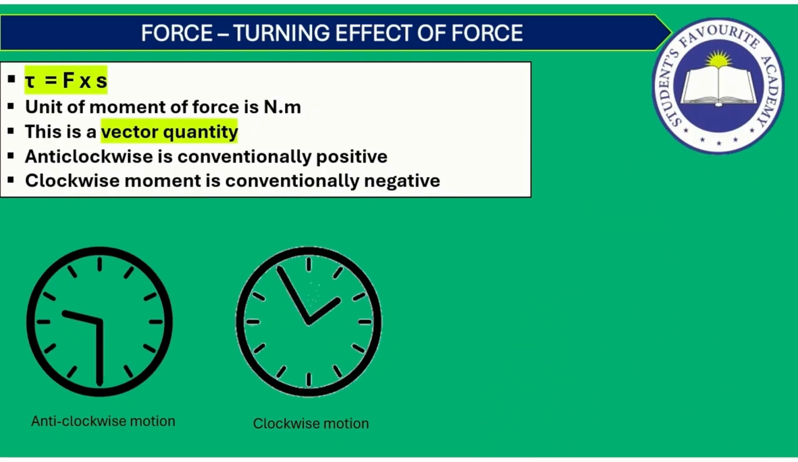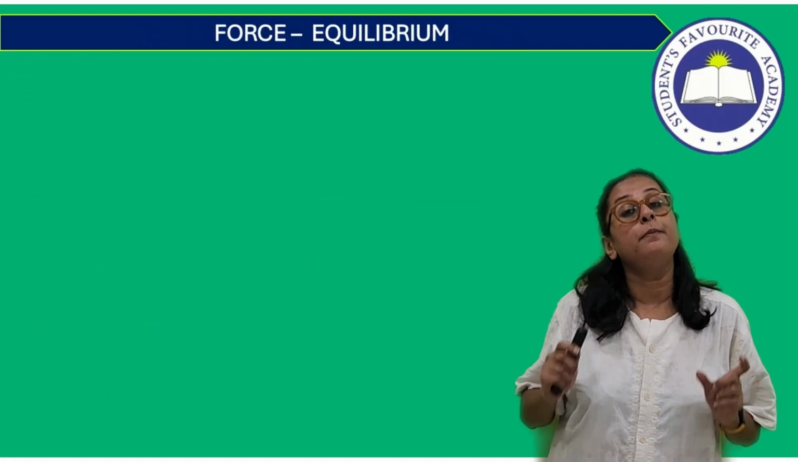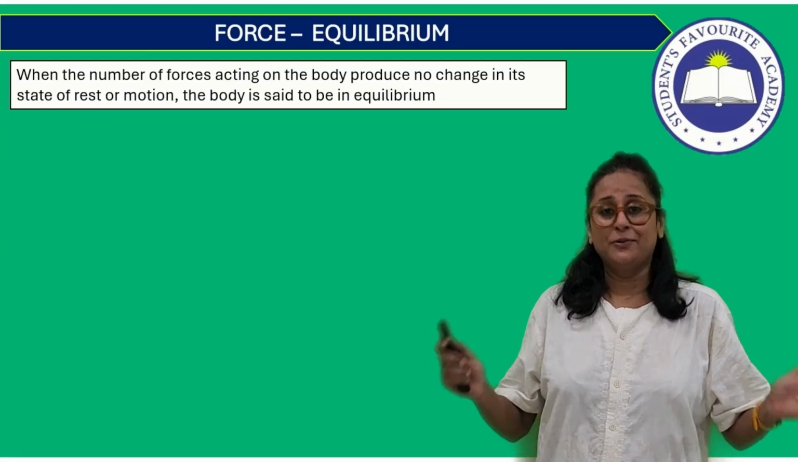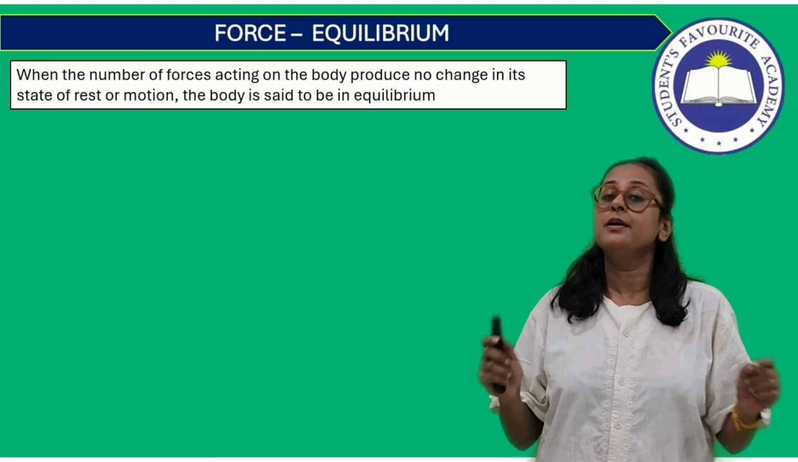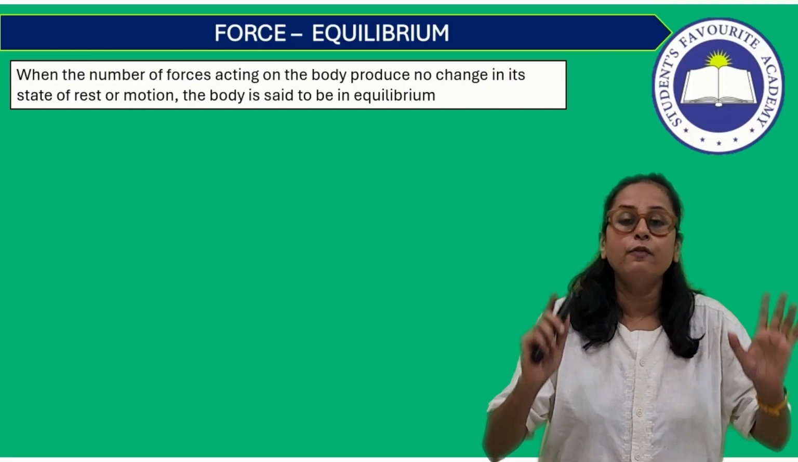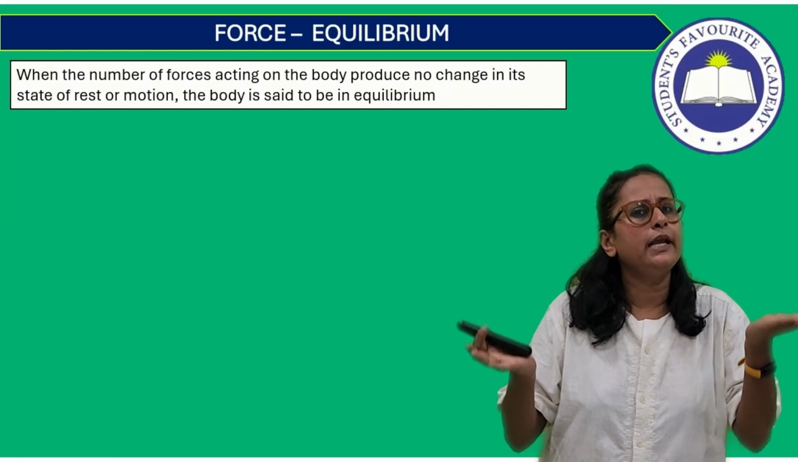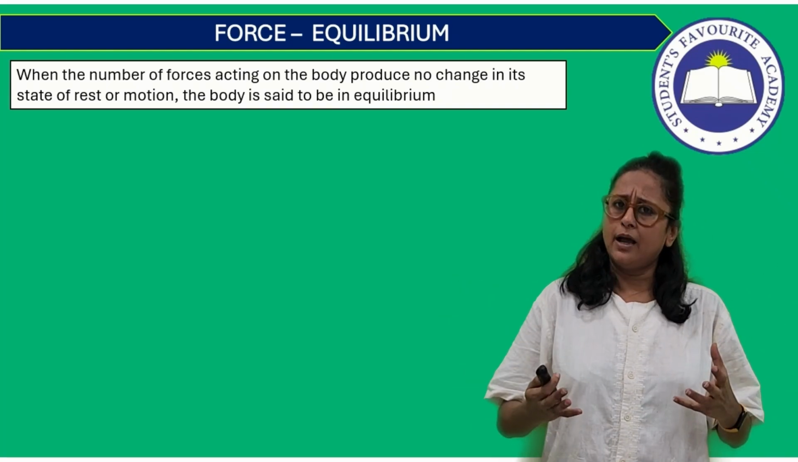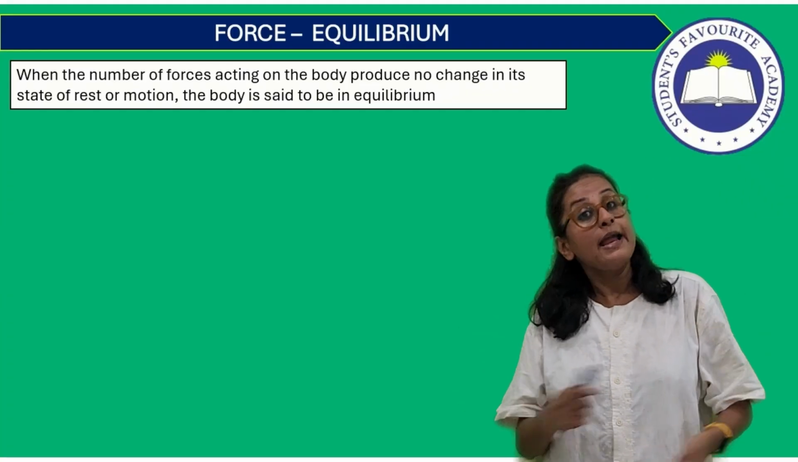Now we are going to talk about a concept called equilibria or equilibrium. We also know this word. What does equilibrium mean? Equilibrium means a state of rest or a state where we don't see any visible change. That equilibrium can be of two types. It can be static, it can be dynamic.